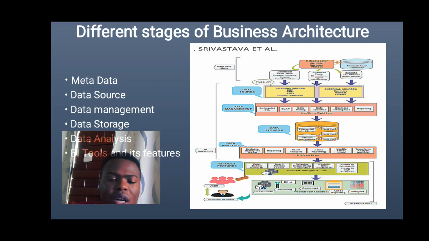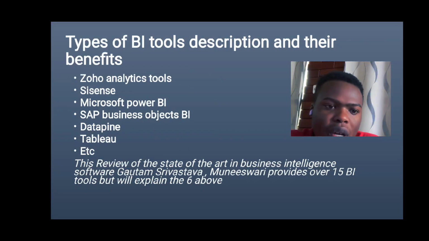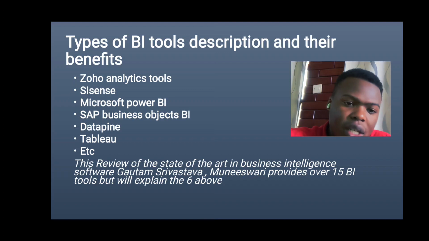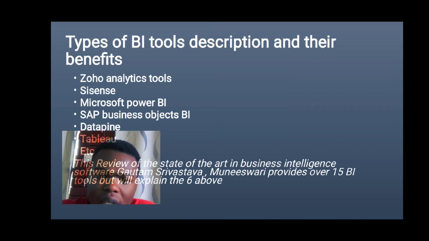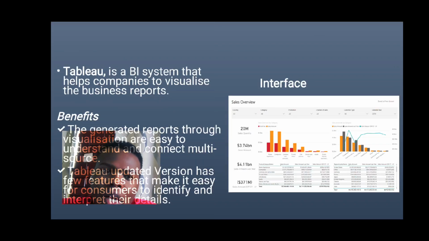Then after that, I think I am going to explain about five to six of them. We have the Zoho Analytics tool, Sisense, then Microsoft Power BI, the SAP BusinessObjects Business Intelligence. Then the other one we have is DataFin, then Tableau, among others. So I think we shall start with Tableau. Tableau is a business intelligence system that helps companies to visualize business reports.